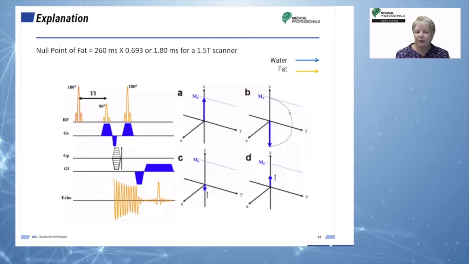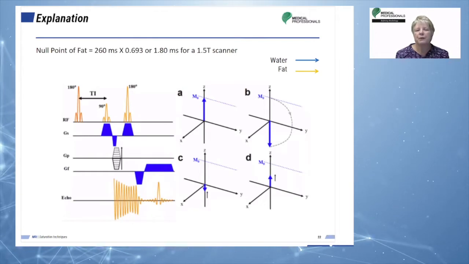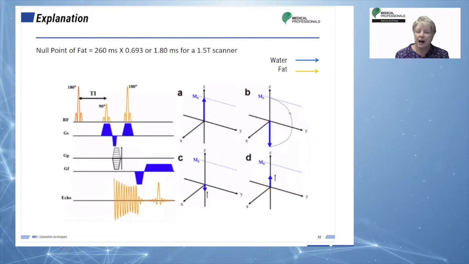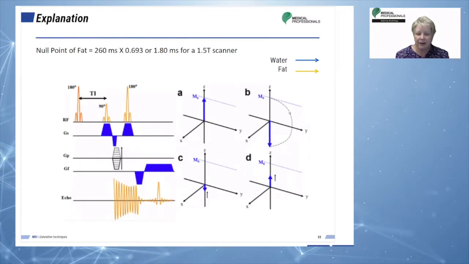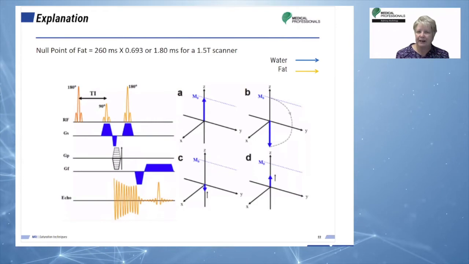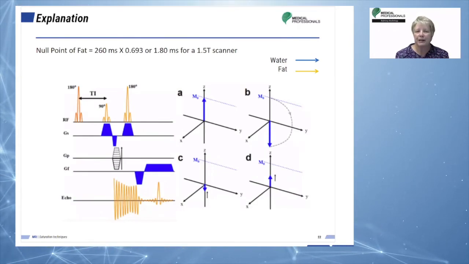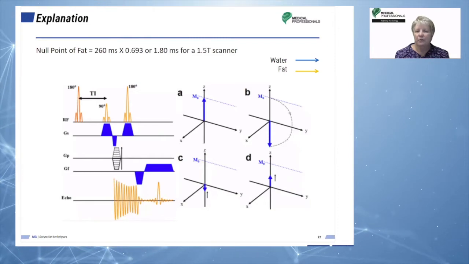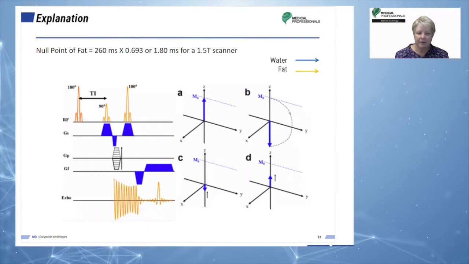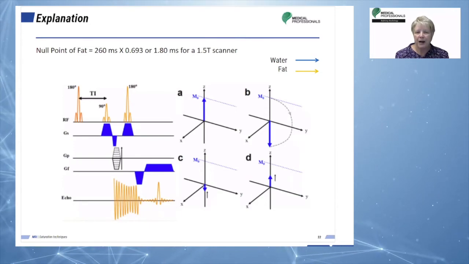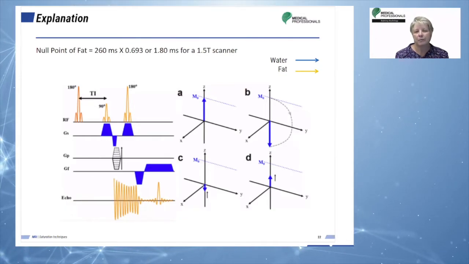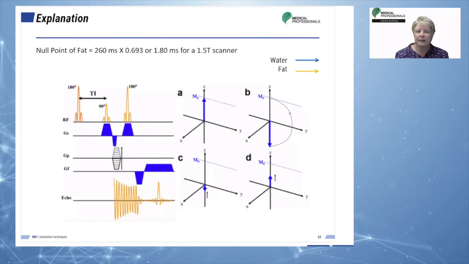In principle, the fat null point will be reached when the inversion time is equal to the T1 of the tissue times 0.693. For fat, that would be 260 milliseconds times 0.693, which is equal to 180 milliseconds in a 1.5 Tesla scanner. In practice, the optimal value will also depend on other sequence parameter settings such as the TR and the magnetic field intensity.